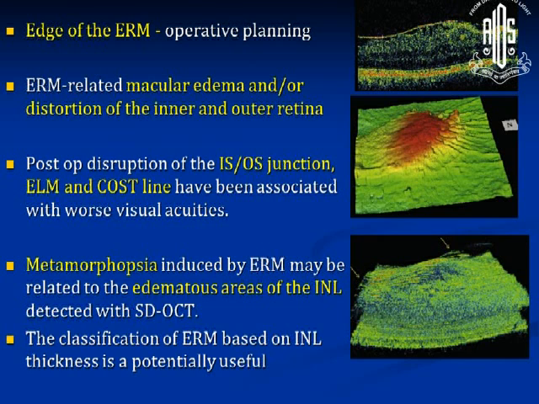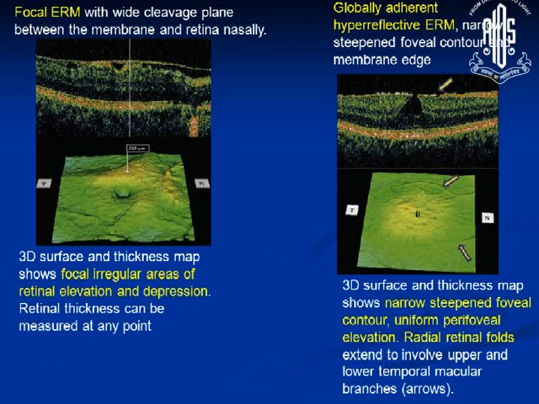How does it help surgically? Basically, it helps in detecting the edge of the ERM and the layers beneath it. Is there any structural change? All these things have been stressed, such as the ISOS junction. But one important thing is that metamorphopsia induced by ERM may be related to edema in the inner nuclear layer. So classification of ERM based on inner nuclear layer edematous thickness may be potentially useful, especially for symptomatic patients and in following them up. Of course, this is a patient with a focal ERM and this is a globally adherent ERM.